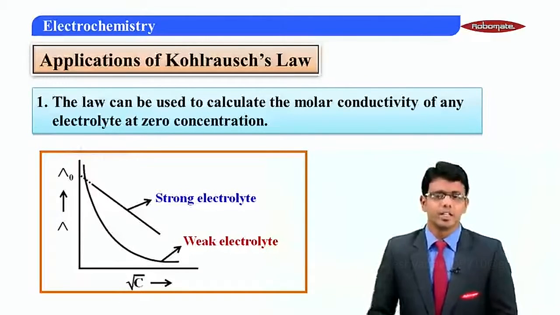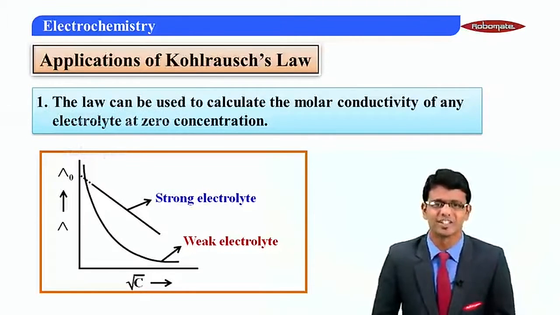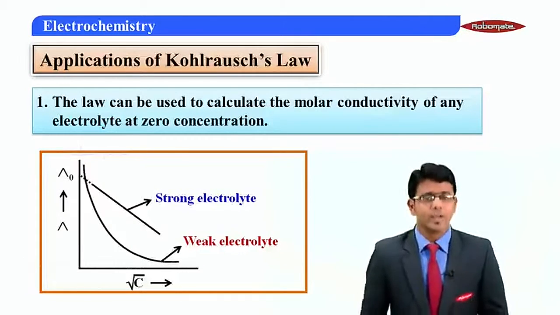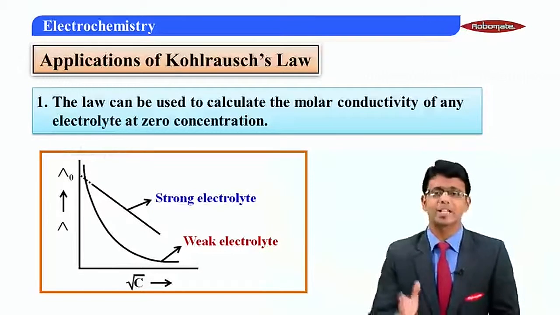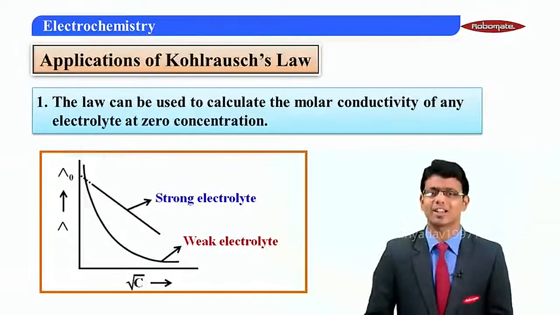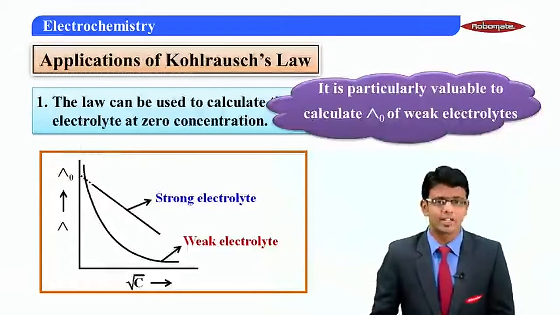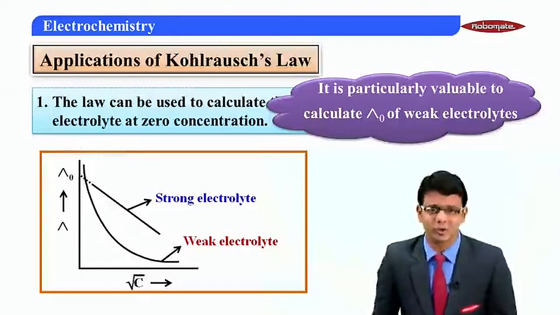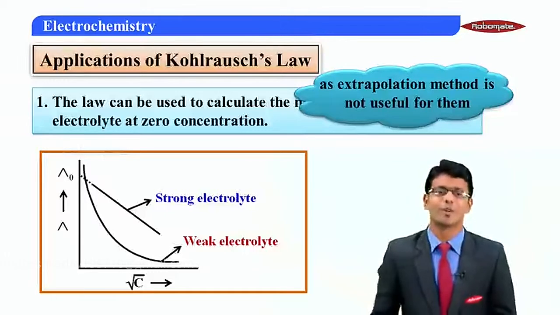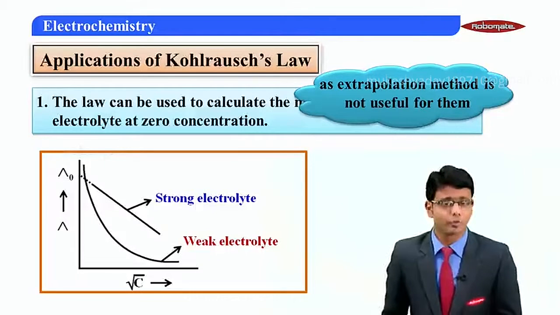Here in this graph you have molar conductivity values plotted against square root of concentration for strong as well as weak electrolytes. For strong electrolytes, we can simply find the lambda naught values by extrapolating the graph, right? But the same is not possible for weak electrolytes. So this law is particularly useful to calculate lambda naught of weak electrolytes, as the extrapolation method is not useful for them.